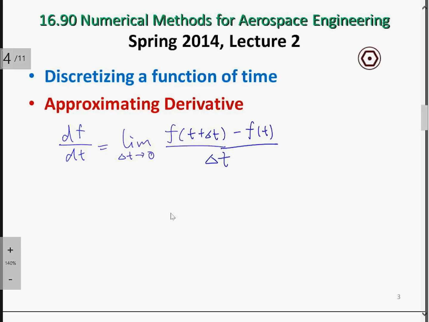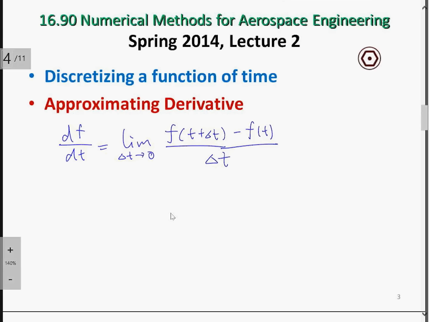And this is, of course, the definition of the exact derivative. But in a computer, we cannot take delta t goes to 0, right? That would again require infinite memory and infinite computation time. We have to approximate it. We have to be satisfied with delta t being small enough.